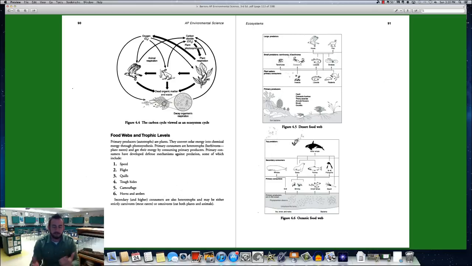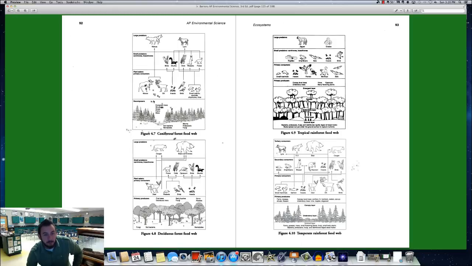And these next few photos, I'm not going to go through all of them, but they give you different examples of food webs based on the ecosystem. For instance, the desert, the ocean food web, and you can pause this and take a look at those if you wish. The coniferous forest food web, the deciduous forest food web, the tropical rainforest food web, and the temperate rainforest food web as well. So there's a few different examples of food webs, showing those interrelationships between who eats who and where that energy flows per trophic level.